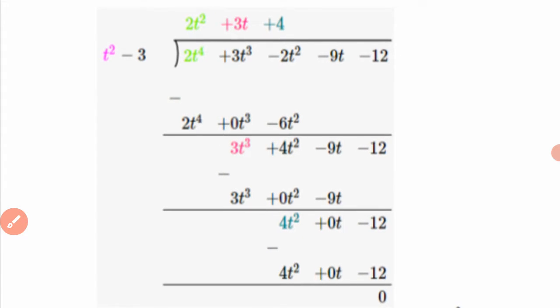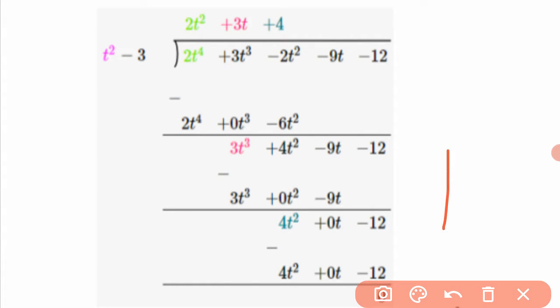Now after this, again this 3t cube will be divided by t square, so it will be 3t, so we will write 3t here. 3t into t square will become 3t cube. Now by putting a minus sign it will be cancelled. 3t into minus 3 will be minus 9t, so minus 9t will be written here. Now by putting a plus sign it will be cancelled, so only 4t square minus 12 will be left.